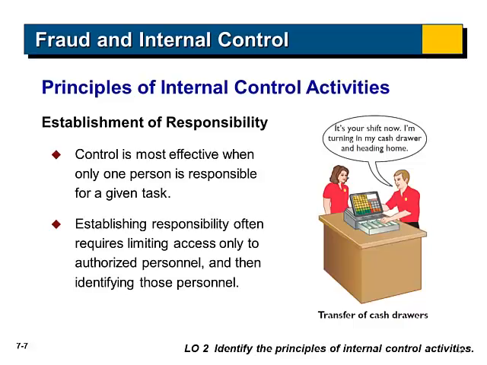And establishing the responsibility often requires limiting access only to authorized personnel and then identifying those personnel. And so the picture that you see right here is of a cash register. And it says, "It's your shift now. I'm turning in my cash drawer and heading home." And so a good example of an establishment of responsibility is when there's only one person that is responsible for that one cash drawer. Think about if any of you have ever worked in an environment that uses cash drawers. Most of the time, there's a one-on-one relationship between a cash drawer and an employee.